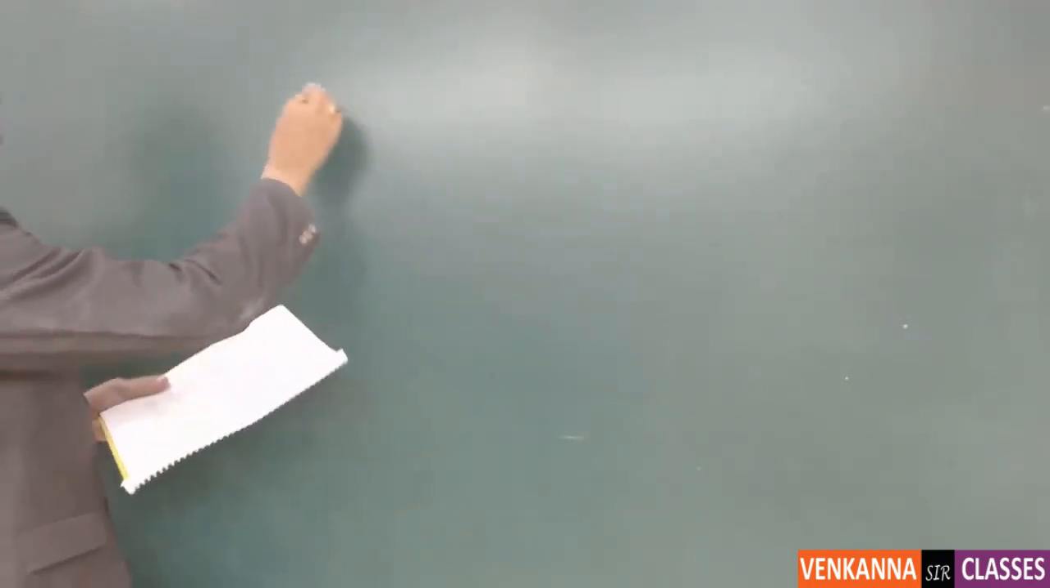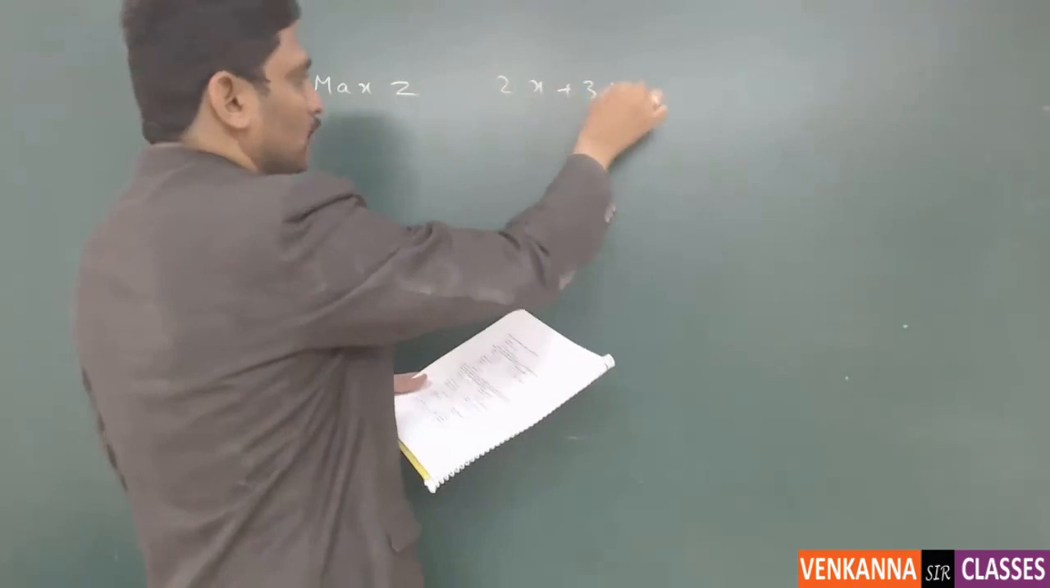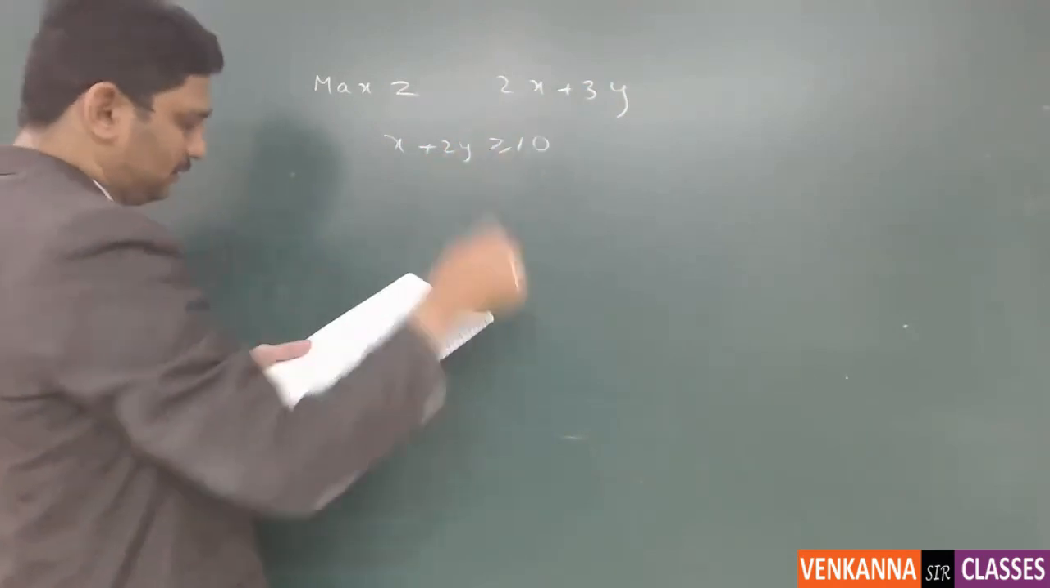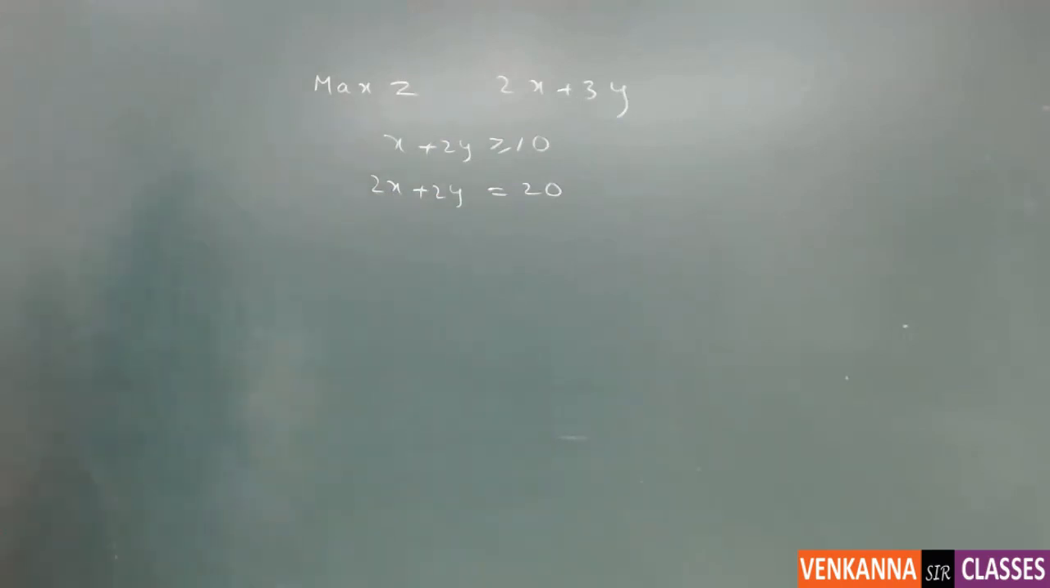So this is the problem. Maximize z equals 2x plus 3y such that x plus 2y is greater than or equal to 10, 2x plus 2y equal to 20. Now see the difference. Have you seen the difference here? Now, how to write the corresponding dual?